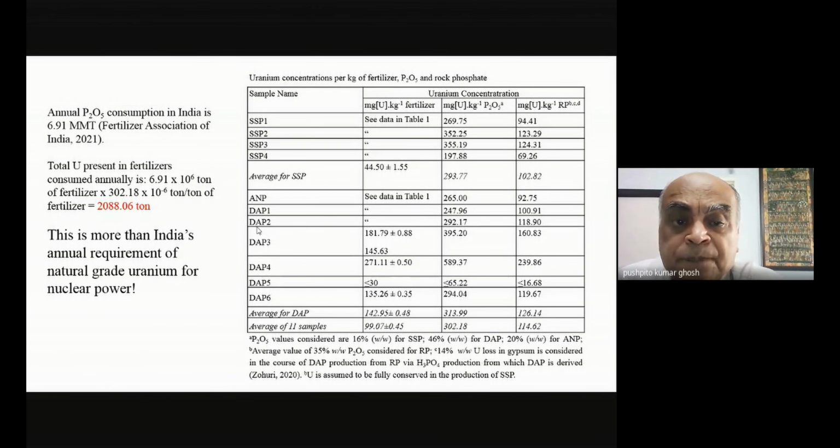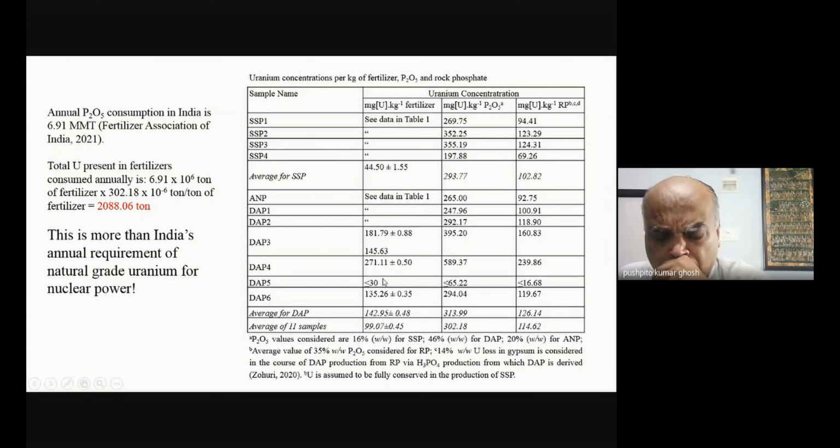Now since then, more of these fertilizers have been analyzed, and the tragedy is that in recent years, like 2019 or thereabouts, the uranium levels have gone still higher in some of the fertilizers. So nothing has improved. If anything, things have become worse, except in one case, and we believe we know why this is low. But in all other cases, the figures are very high.